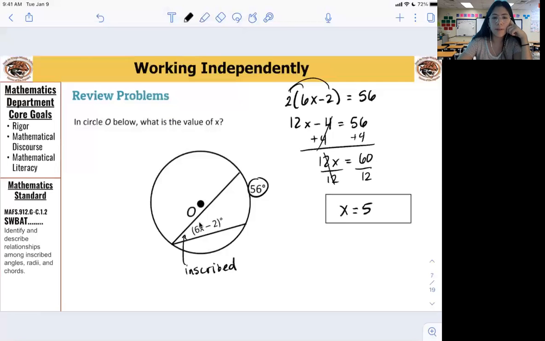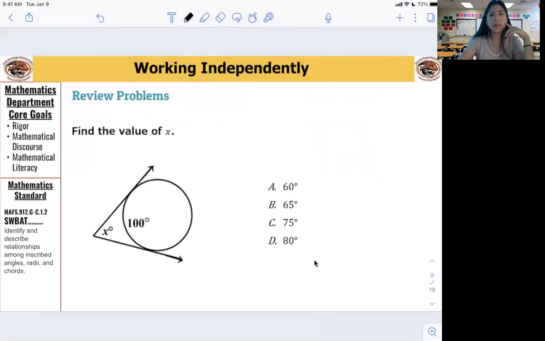All right, so it was asking me for the value of x, not for the value of the whole thing. So just be careful you didn't try to plug it in. Any questions on this one? Going once, going twice. Okay. 30 seconds for this one. Let's see how much we remember. Ready, set, go.